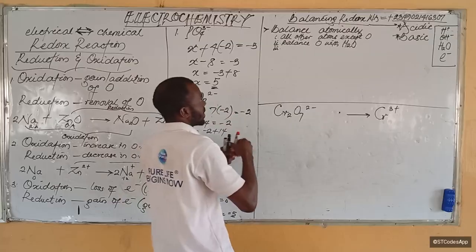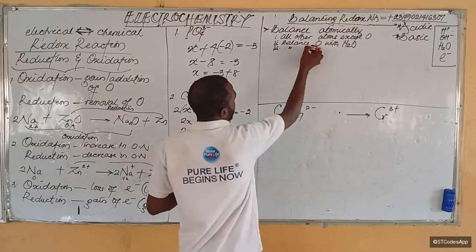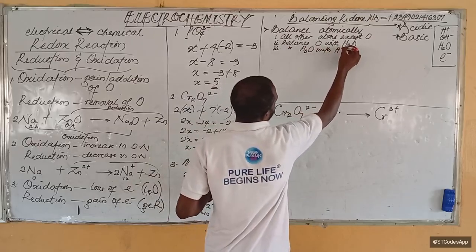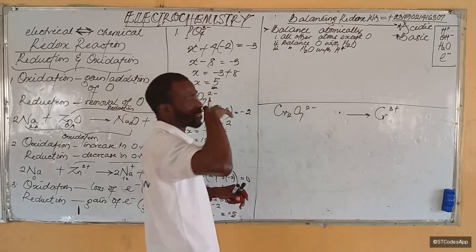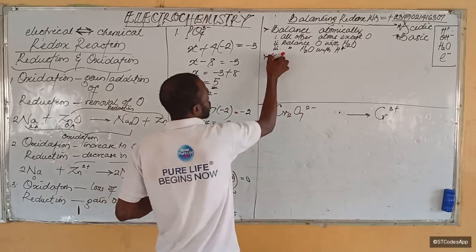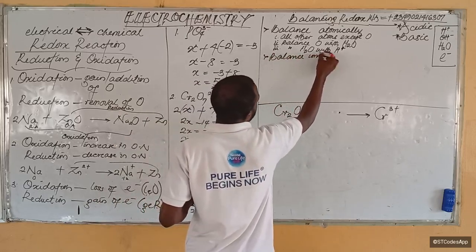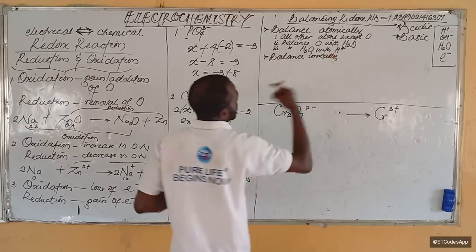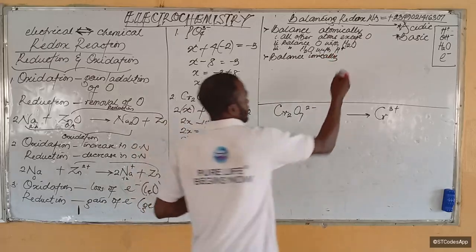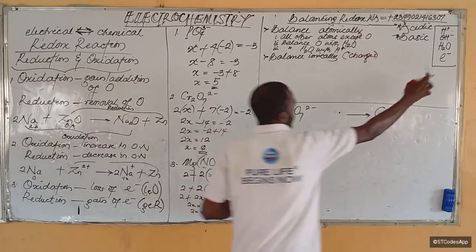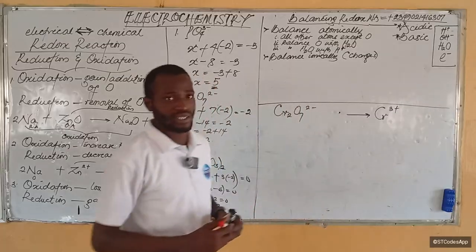Alright, the moment you balance oxygen with water, then balance water with protons. The moment you balance with protons, usually it is now atomically balanced. Then the next step is to balance ionically. How do you balance ionically? You are targeting the charges, so just balance the charges. Always use electrons to balance charge.